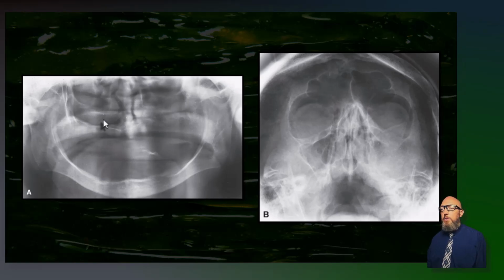On this side, they're mostly intact, maybe a little obscured here, but on the left side, they're completely destroyed, as well as my favorite structure. There's no zygomatic process. The alveolar bone is completely destroyed. So this is a bony destructive lesion.